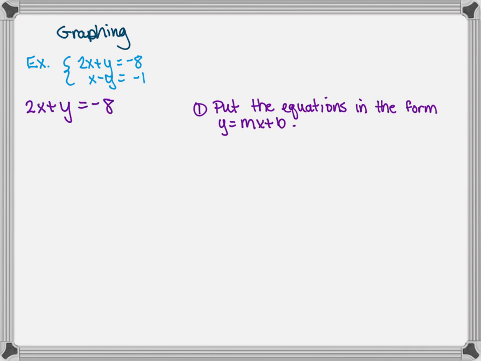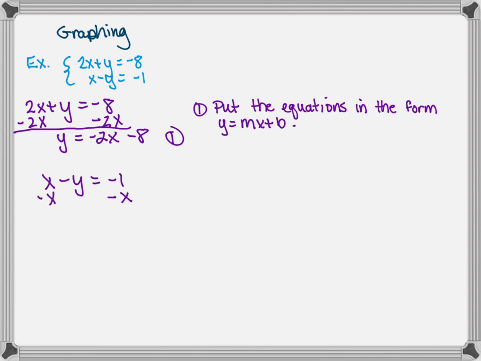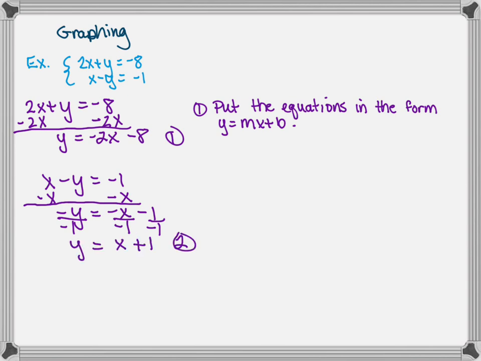So the first equation, 2x plus y equals negative 8. I will subtract 2x from both sides and I get y equals negative 2x minus 8. I'll call this equation 1. The second equation, x minus y equals negative 1. I'll subtract x from both sides. I have negative y equals negative x minus 1. I'll divide all my terms by negative 1. And I'll have y equals x plus 1. And I'll call this equation number 2.